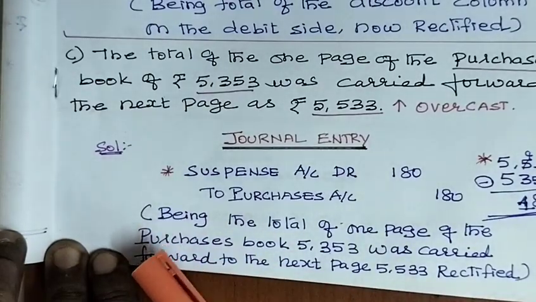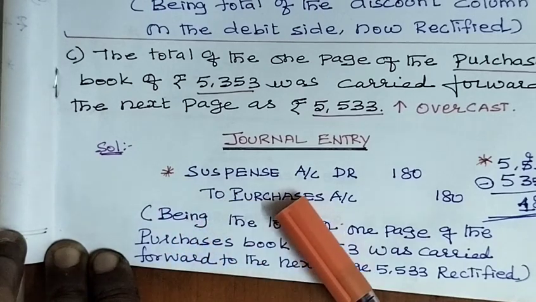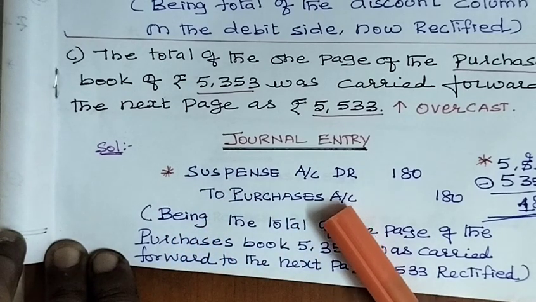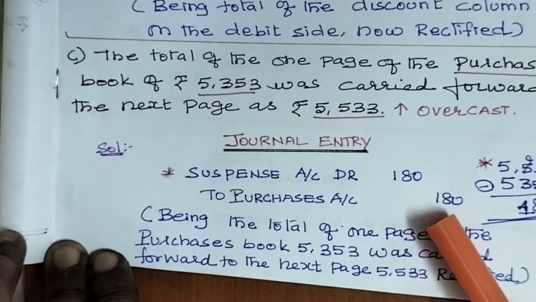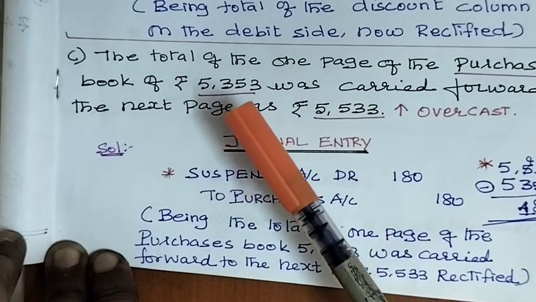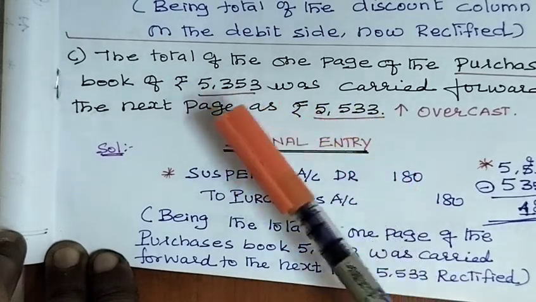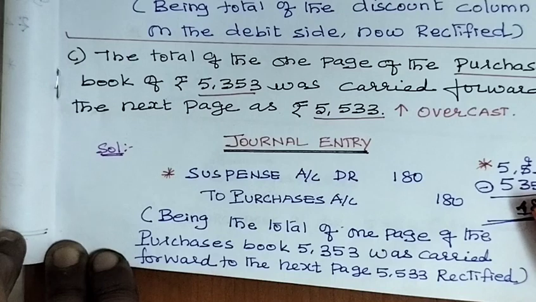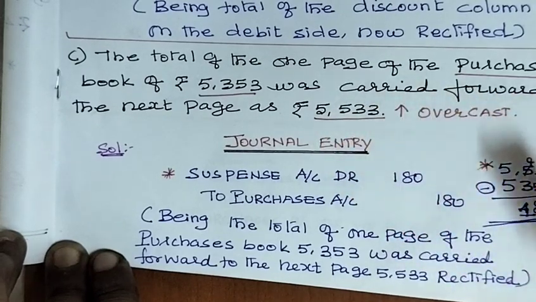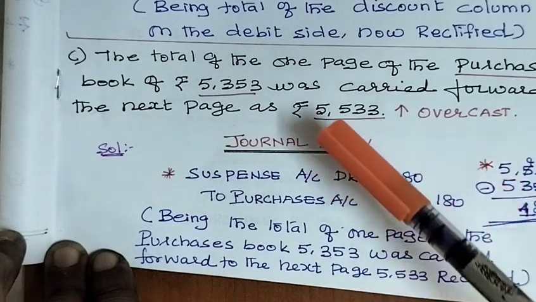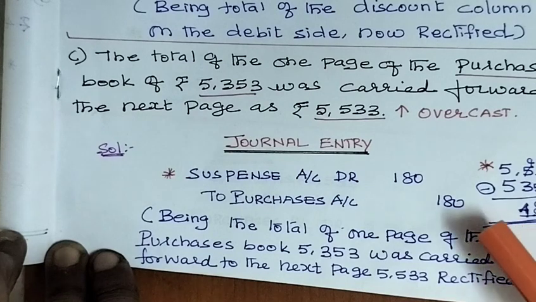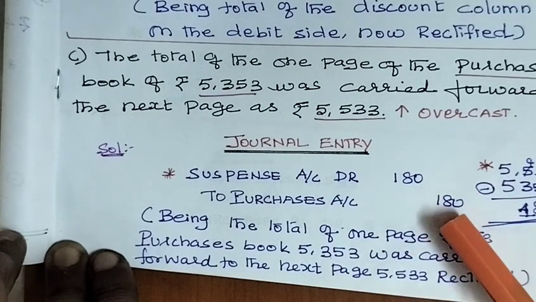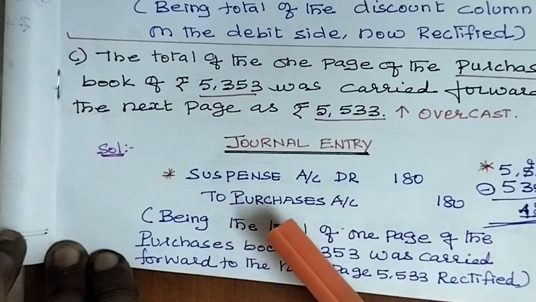So to rectify the error, we credited the purchases account. To purchases account, how many rupees? 180 rupees. Why do we enter 180 rupees? We have to subtract 5,353 from 5,553. We have to enter the difference between those two amounts. Okay, we will get 180 rupees. So only the difference value we have to enter here.